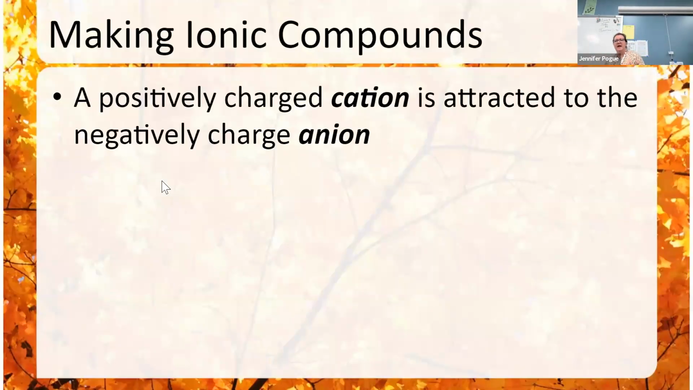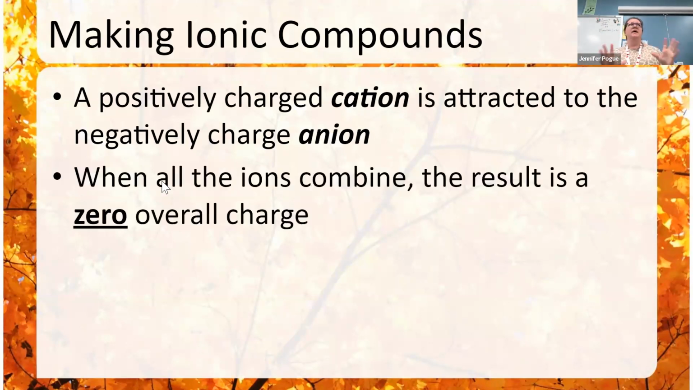So when we make an ionic compound, we have a cation and an anion. So we have a metal and a non-metal, one of the observations that you made. When we combine all of our ions together, we have to have a 0 overall charge. Okay? That is really, really important.